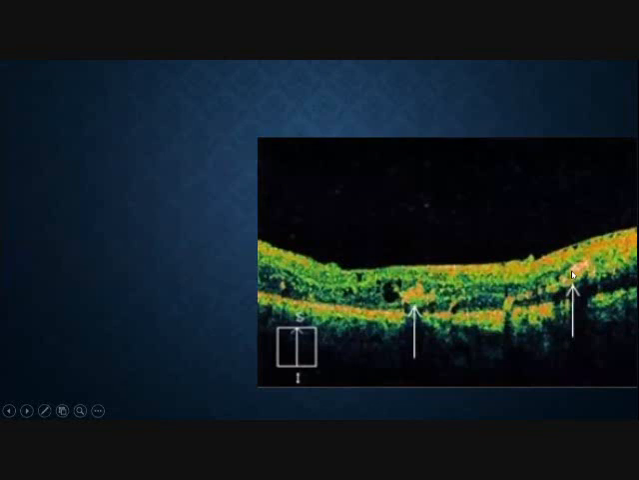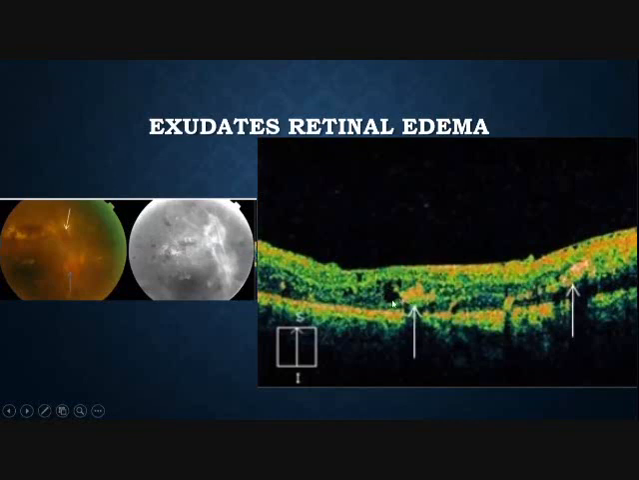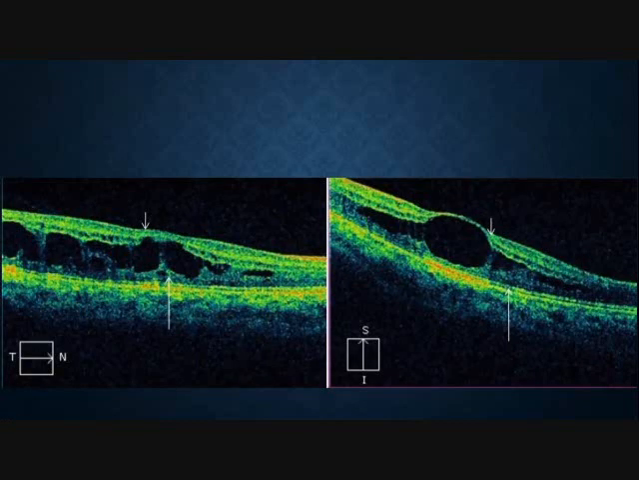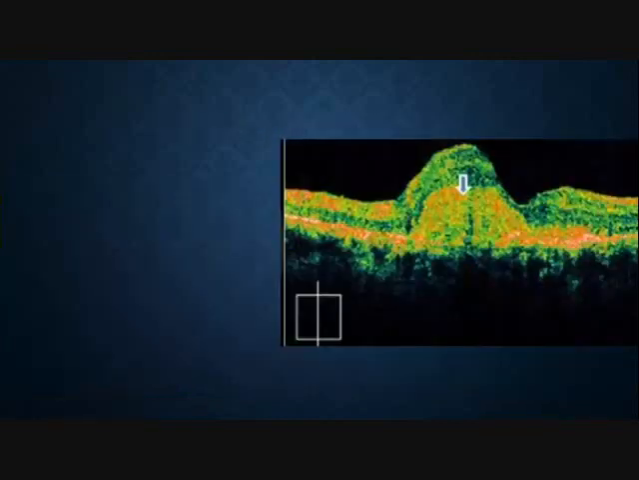So these are the hyperreflective spots which are present throughout the thickness of the retina, and these are the macular exudates. So exudates with retinal edema, these are the pseudocystic, these are the cysts, and the macular thickness is increased, so there are exudates. So this is sort of degeneration and separation of the lamella. You can say the schisis cavities inside the retina, and this is the lamellar macular hole.